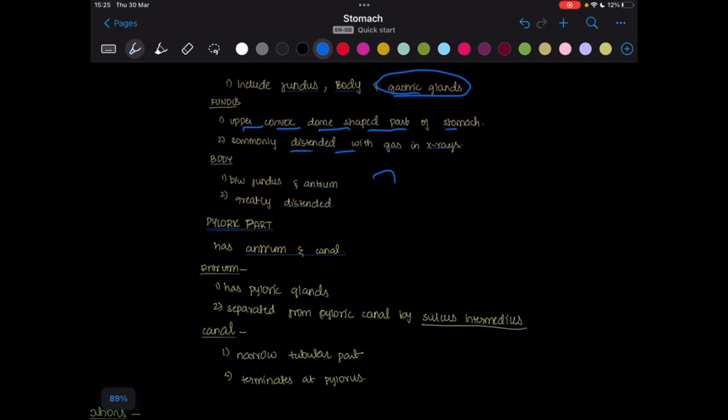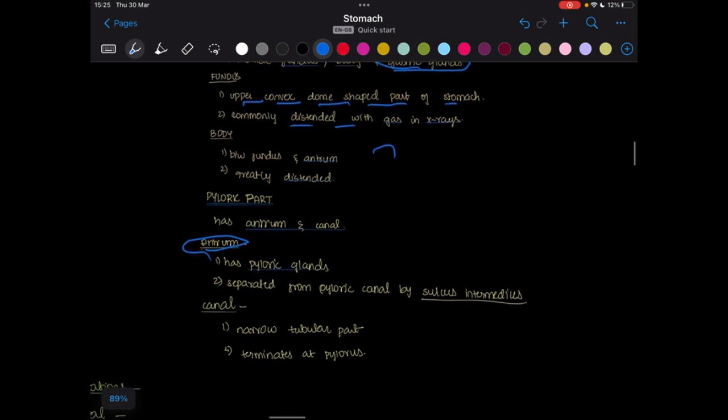So the pyloric part mainly consists of the antrum and the canal. We have already talked about it. The pyloric part has the pyloric antrum and the pyloric canal, which are separated by the sulcus intermedius. The pyloric antrum has pyloric glands, and it is separated from the pyloric canal by the sulcus intermedius. And the pyloric canal is a narrow tube-like part which terminates at the pylorus.